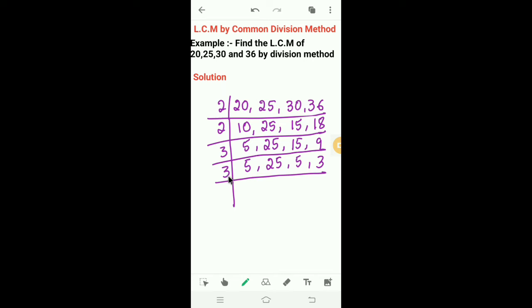5 is not divisible by 3. So we have to keep 5 as it is. 25 also not divisible by 3. So we have to write 25 as it is. 5 also not divisible by 3. So we have to write 5 as it is. 3 is divisible by 3. 3 1s are 3.